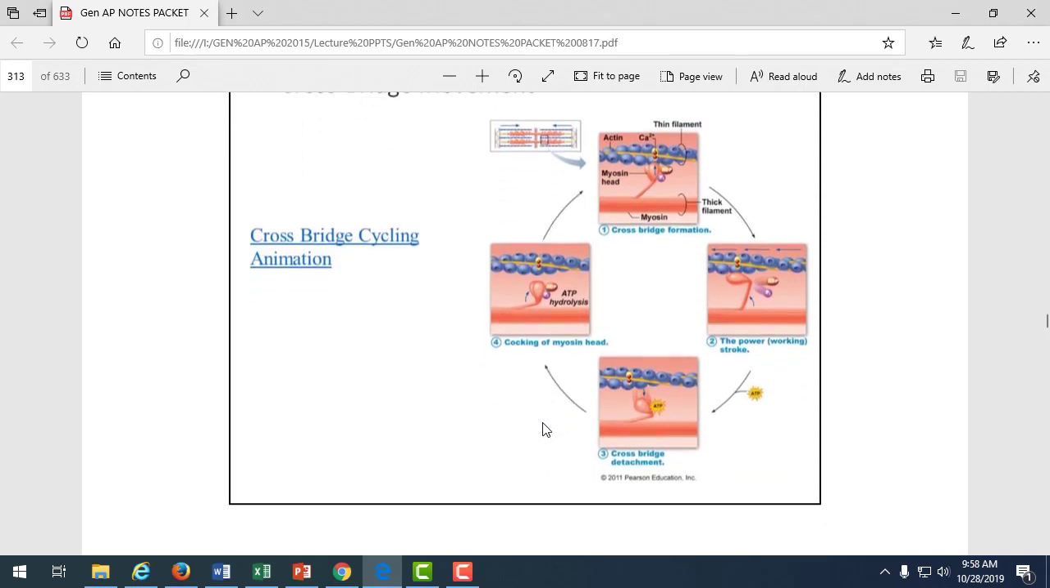A cross-bridge is just actin and myosin bonded together. It makes up a cross-bridge. This gives you a little bit more detail about what ATP is doing. So step one, we form the cross-bridge as ATP splits to ADP and phosphate. Then as those are released, that releases the energy and pulls the myosin head forward to pull actin toward the middle. Then at the end of that stroke, another ATP has to bind to release actin and myosin. And then it splits again to cock that head to start the process again.